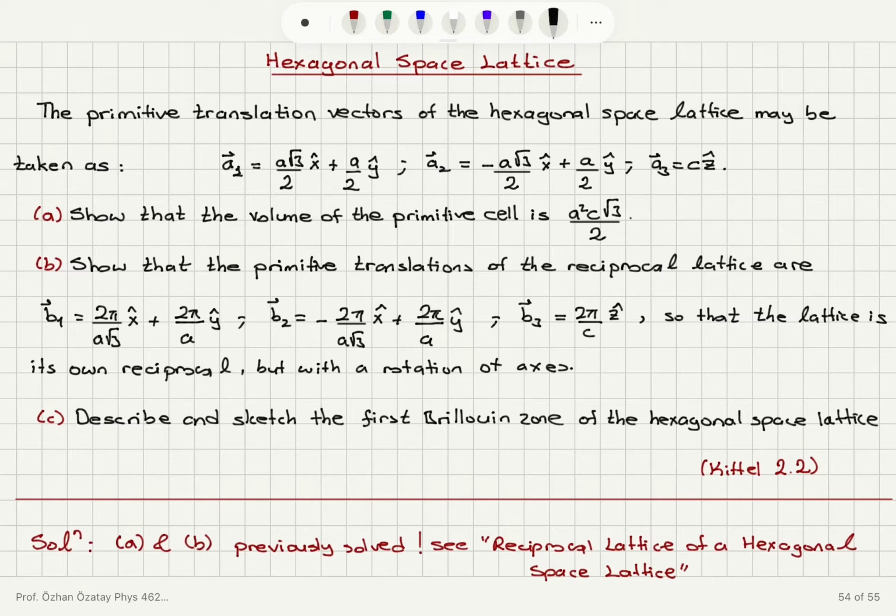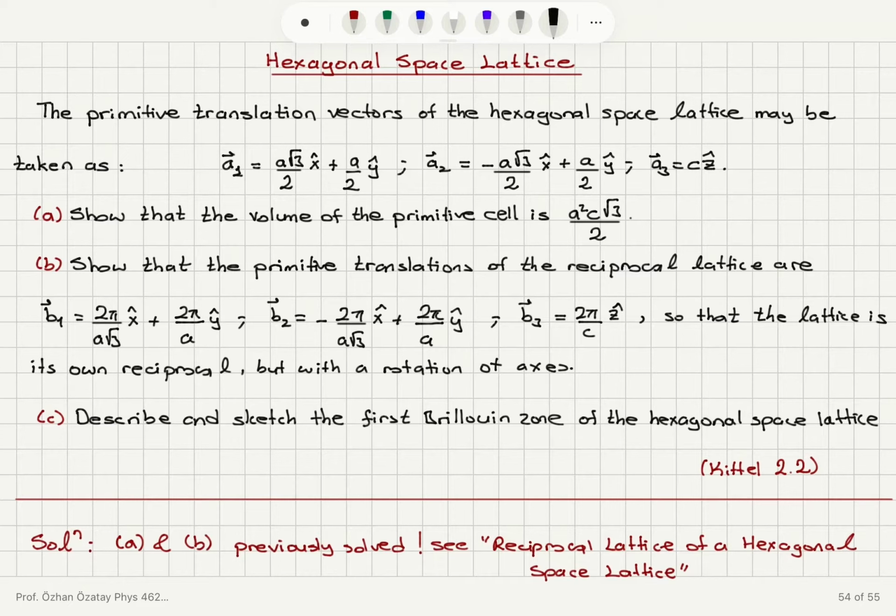Part B, show that the primitive translations of the reciprocal lattice are b1 vector equals 2 pi over a square root 3 x hat plus 2 pi over a y hat, b2 vector equals minus 2 pi over a square root 3 x hat plus 2 pi over a y hat, and b3 vector equals 2 pi over c z hat, so that the lattice is its own reciprocal but with a rotation of axes. Part C, describe and sketch the first Brillouin zone of the hexagonal space lattice.